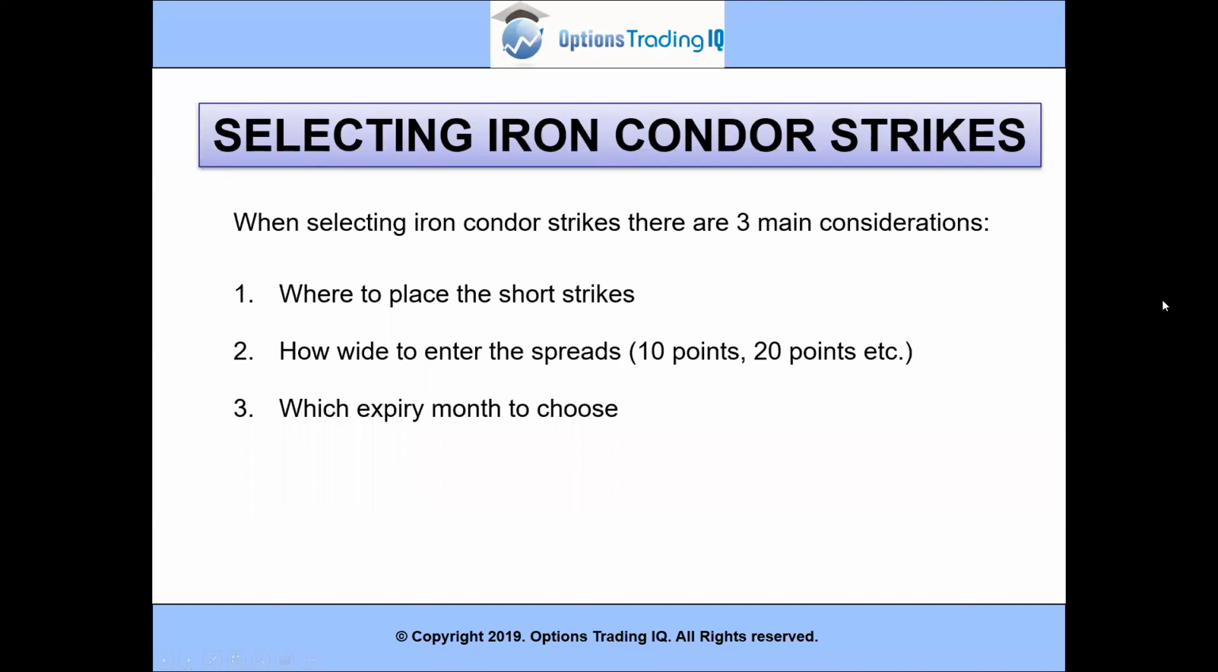Okay, so a few key things. As we've talked about a little already, selecting iron condor strikes. There are three main considerations. So where to place the short strikes, talked about that a little bit, can depend on the underlying. I said I like to be in that sort of 10 to 15 delta range. And with the Russell, because of the skew, I'll be sort of 15 delta on the puts and 10 delta on the calls. Whereas with other underlying instruments, they'll be more balanced. It might be 12 and 12, something like that.